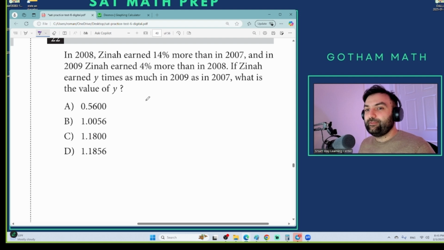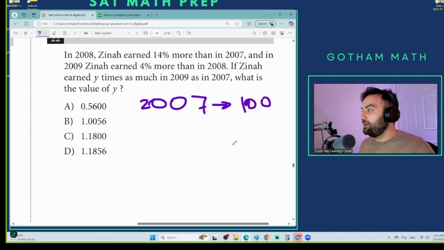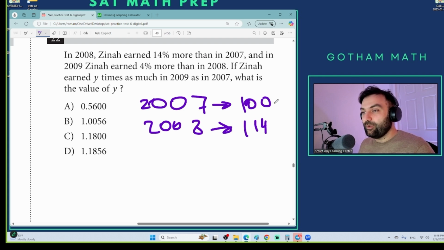So let's say in 2007 it was $100. With percents, it's always good to use 100. So it means that in 2008, 14% more than in 2007, right away you can say 114, because 14% of 100 is 14. That's why it's a compatible number.